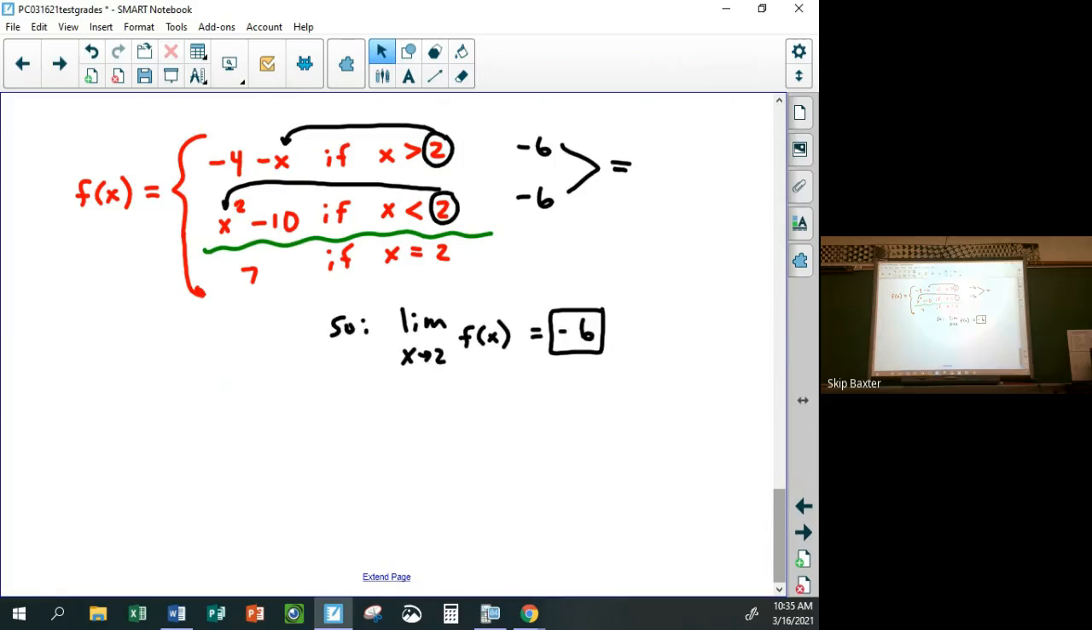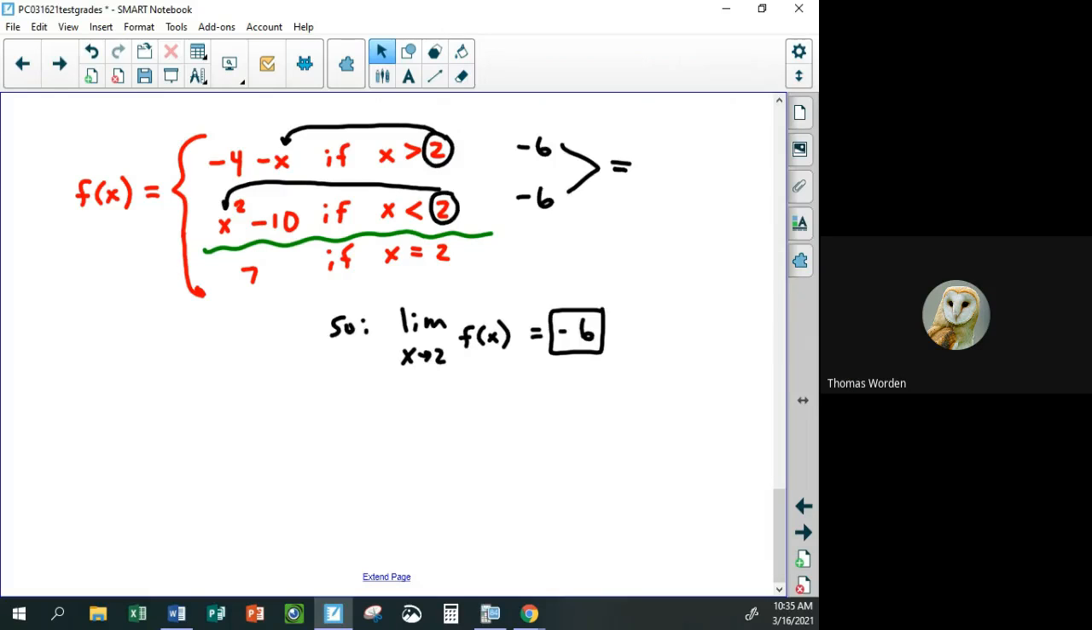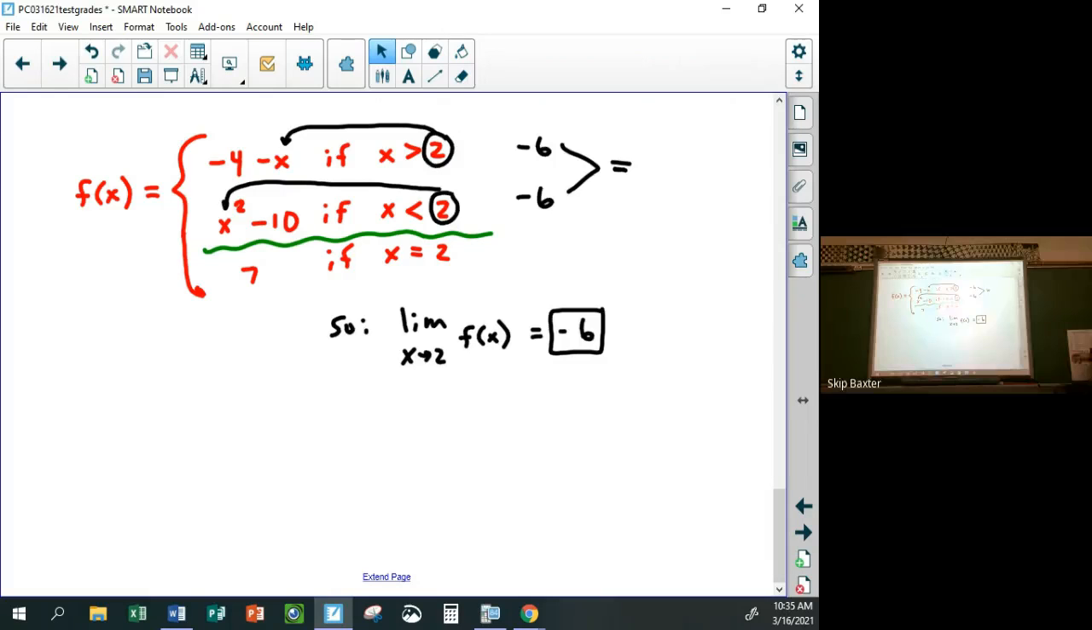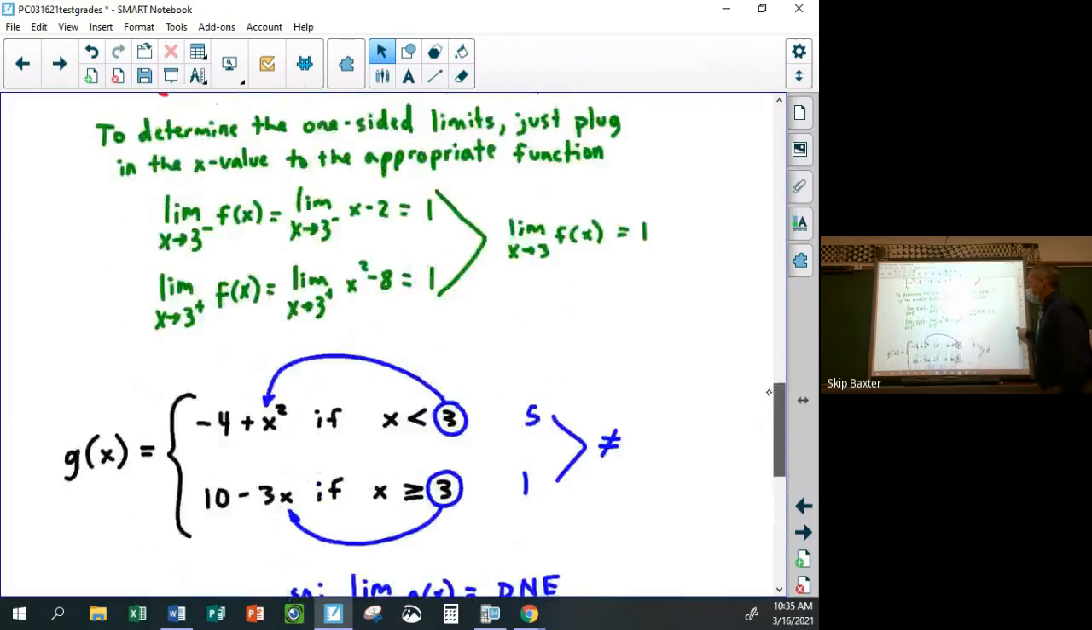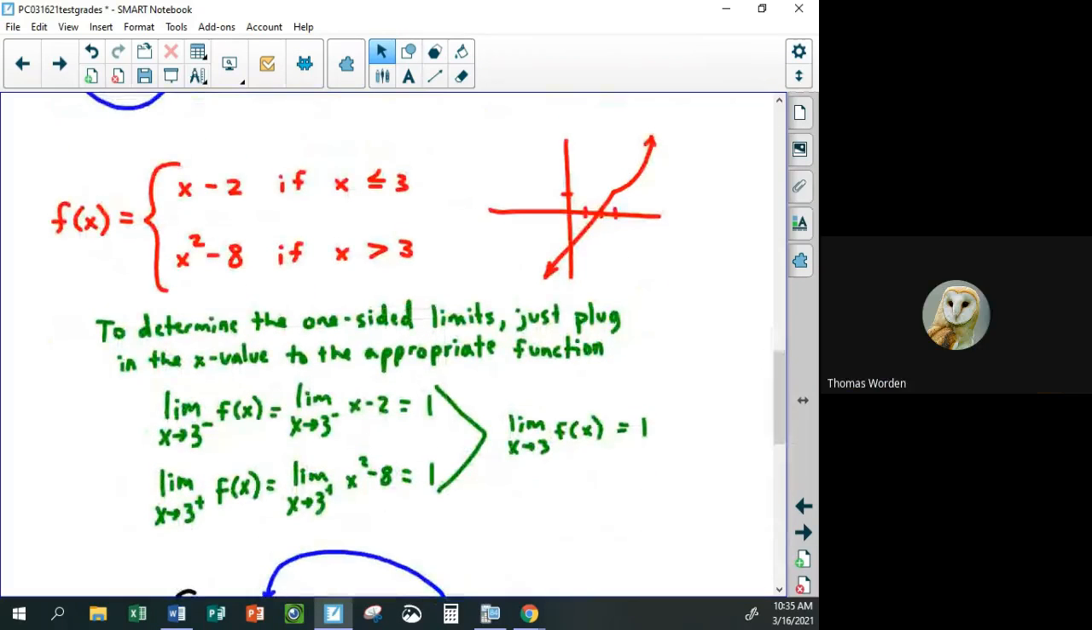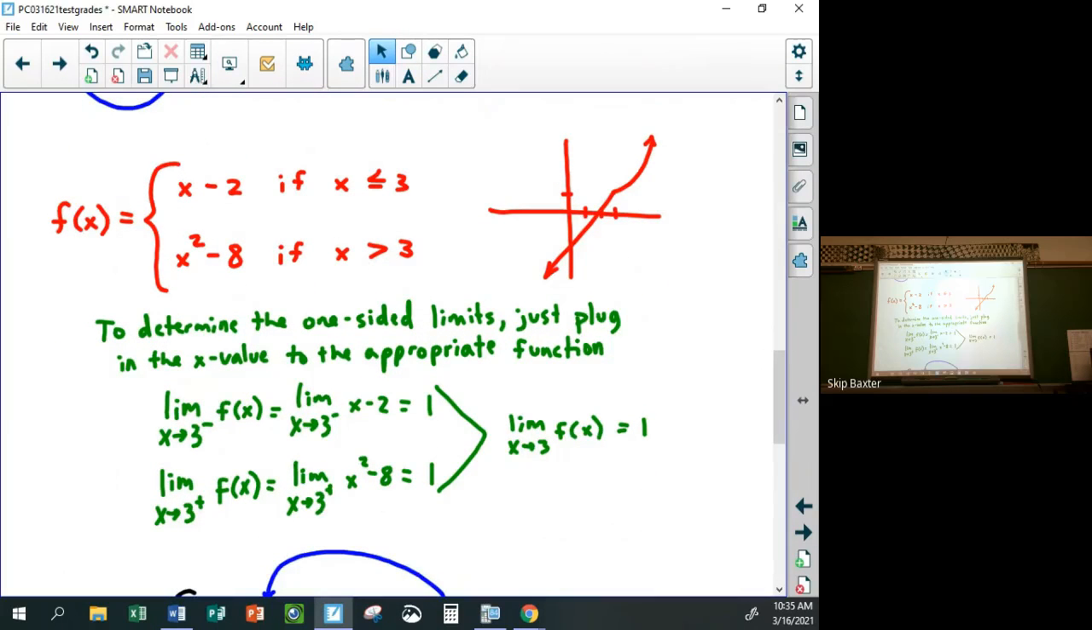So the homework's just called finding limits analytically. Could you scroll back to the first piecewise function? Yeah, sure, Tommy. Is it this one here? Yep. Okay. Yeah, sure.